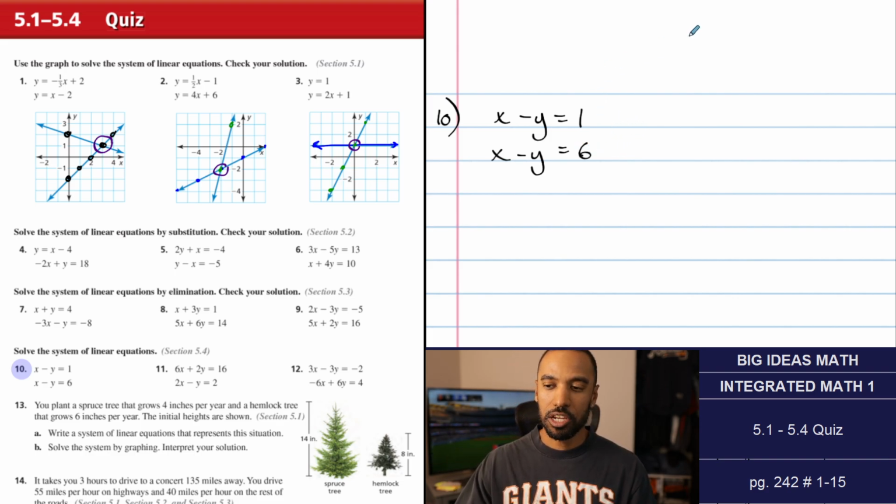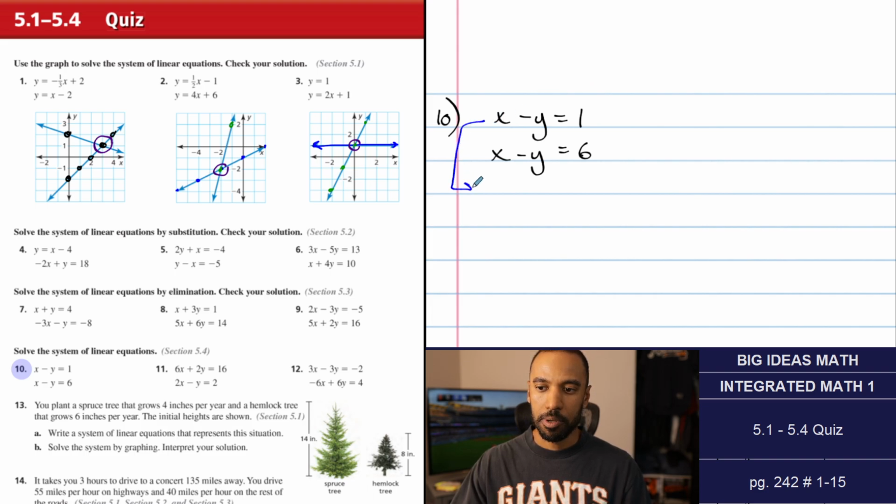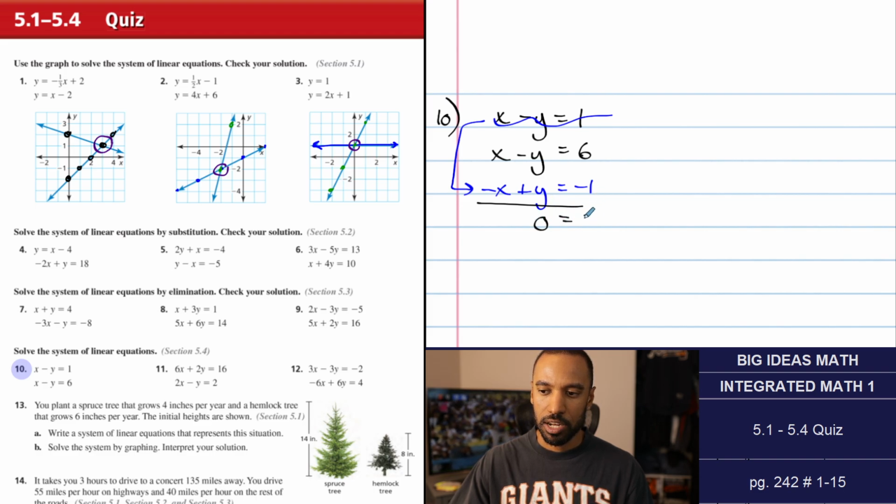Now, if you want to use elimination method, that's cool. We can take the top equation, multiply by -1, change up the signs. Negative x plus y is -1 like that. Just ignore that one now and add down the lists. x minus x is 0. Negative y plus y is 0. 6 minus 1 is 5.